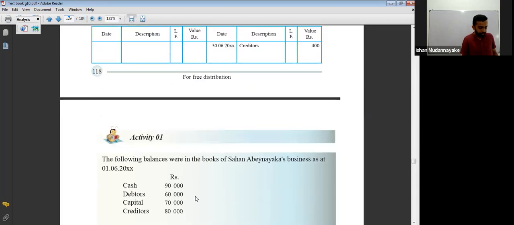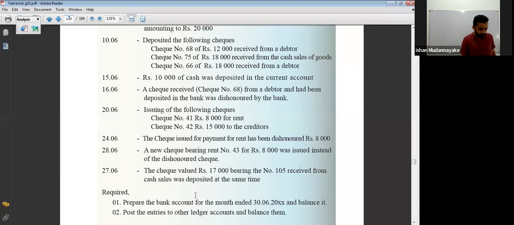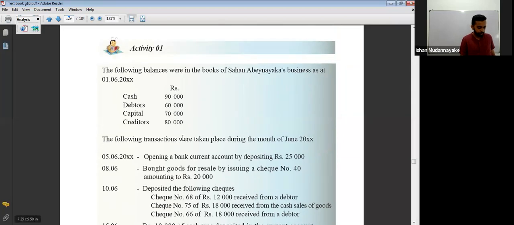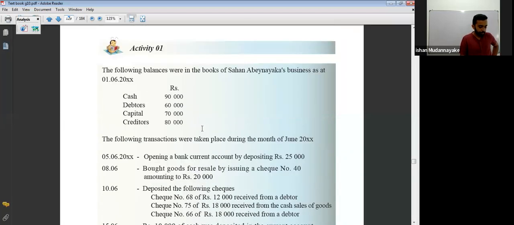Here in grade 10, page number 119, activity 1. Under activity 1, you need to prepare the bank account for the month ended 30th June 2023 and balance it, and then post the entries to other ledger accounts and balance them. In this question you need to prepare the bank account of the business organization and the relevant ledger accounts.